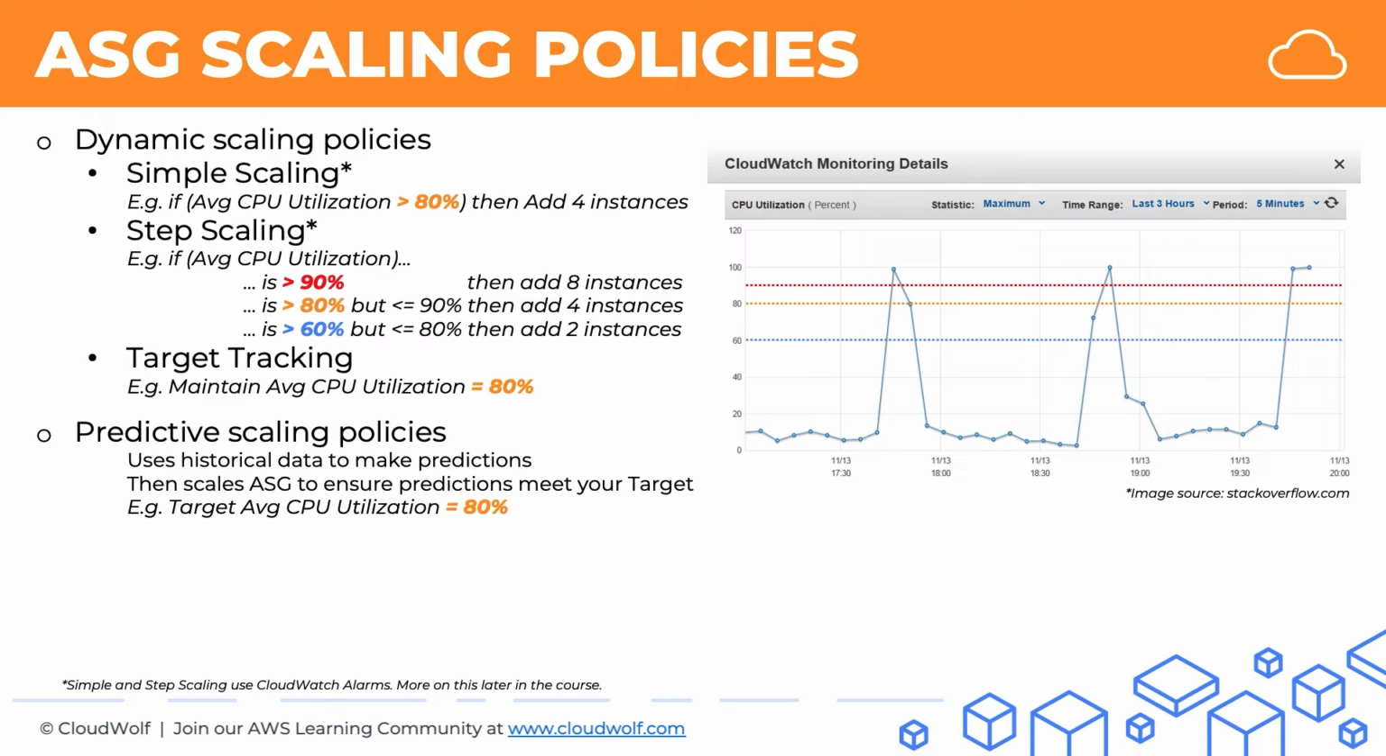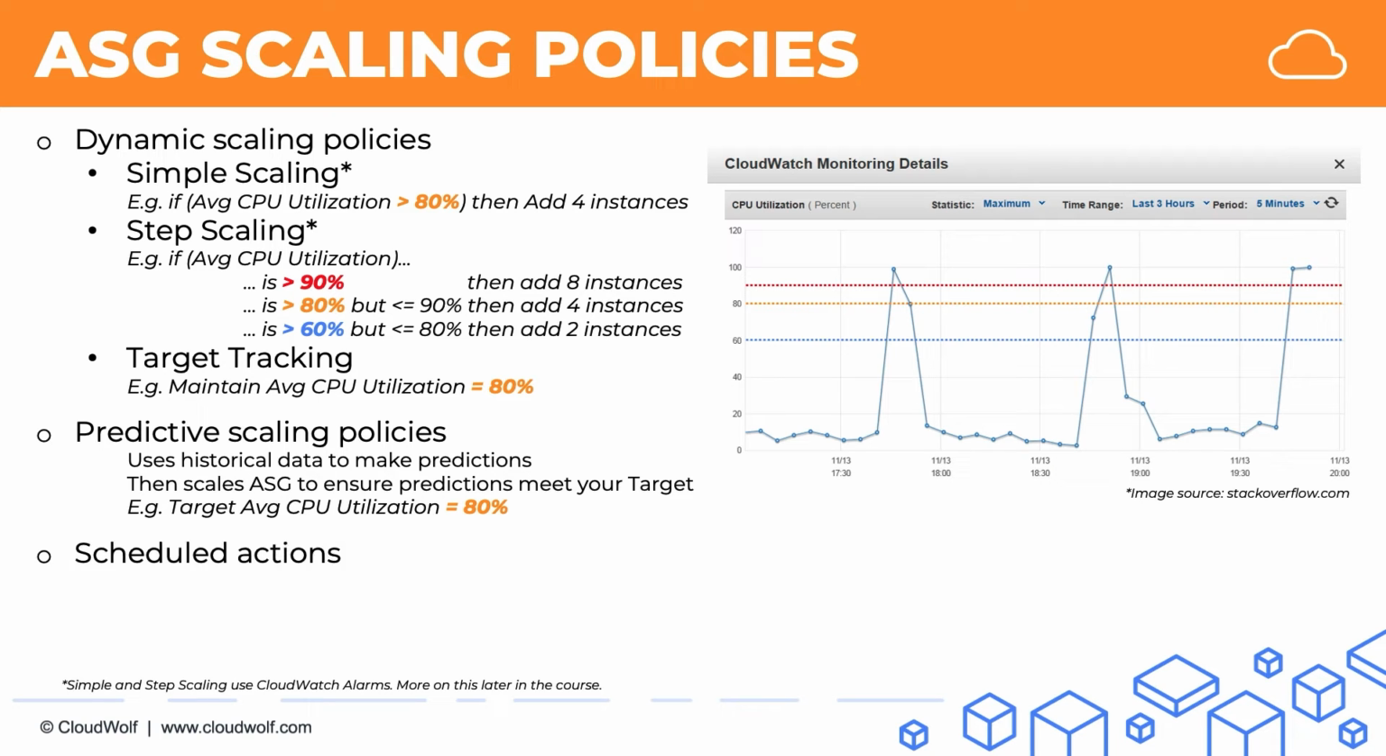Unlike in target tracking, where if it goes above 80% then certain things will be done to change the situation, here you are expecting AWS to predict what will happen, and before it happens, AWS will take precautionary measures, so increase the number of instances to avoid the target being breached, so the average CPU utilization going over 80%.